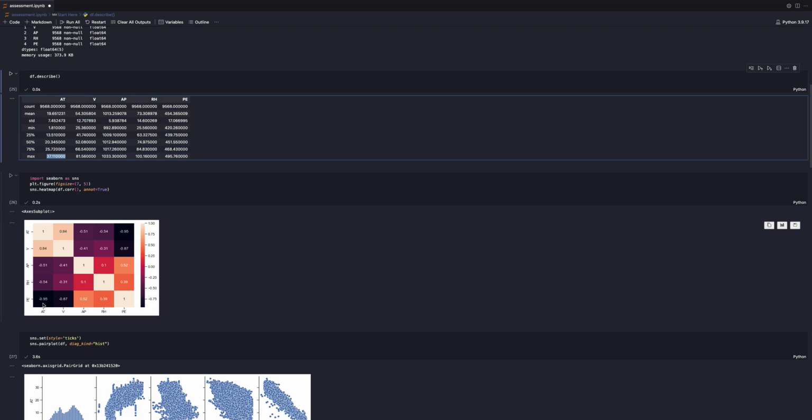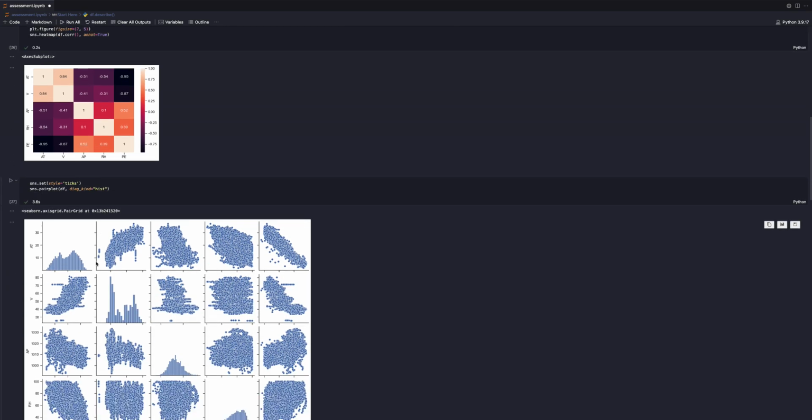And then looking at the correlation visualization of this data set, you can clearly see that the PE value is strongly negatively correlated with the AT and AV values, which are the temperature and the exhaust vacuum values, and they're moderately positively related with the ambient pressure and the relative humidity value.